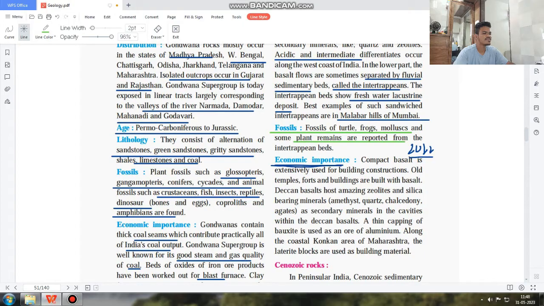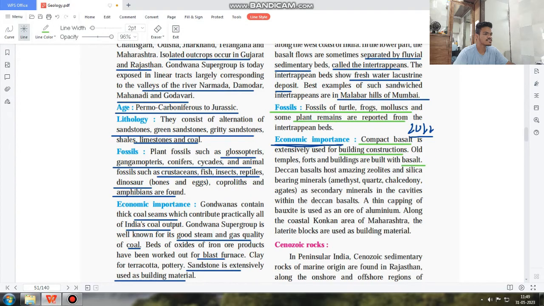Turtles, all plants, all aquatic basically. Compact basalt is used for building construction. All basalt only is used, right? Because it's DVP, Deccan basalt starts with the name Deccan basalt, so basalt only will be used. Secondary minerals are used to fill the cavities.